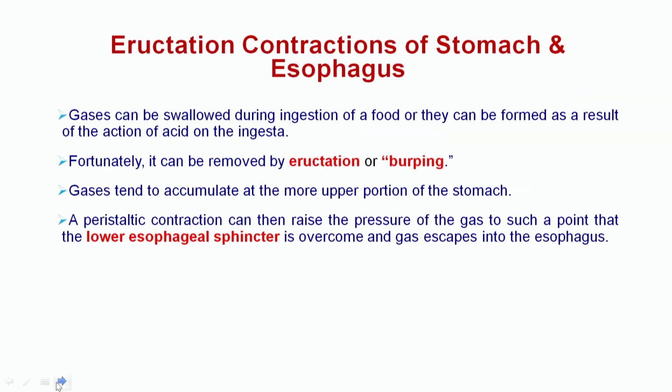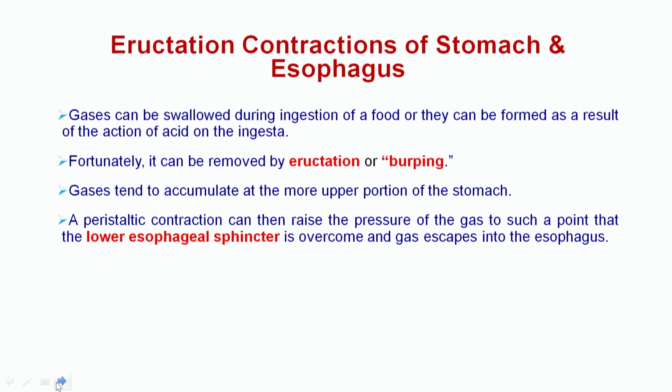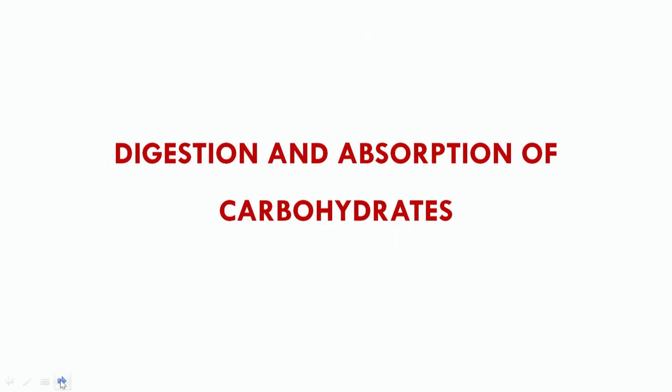Now coming to the eructation contraction of the stomach and esophagus. That eructation contraction is important because gases are swallowed along with the food, as well as produced by the fermentation taking place in the stomach. So these gases are very important to be removed from the stomach, and they are removed by the eructation or burping contraction.